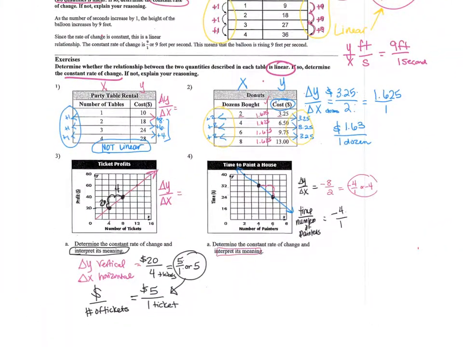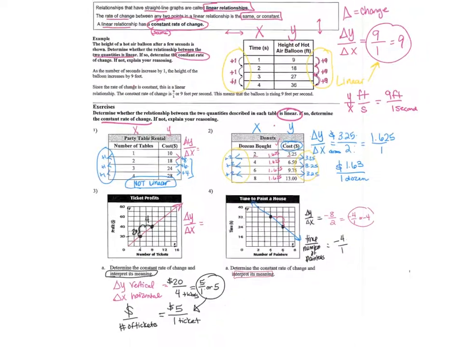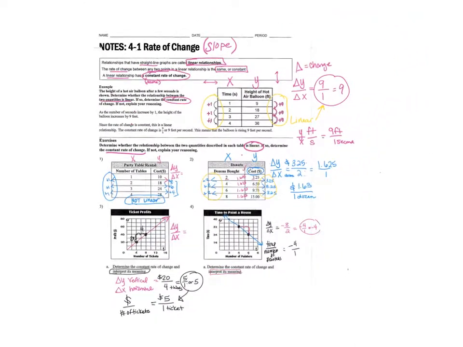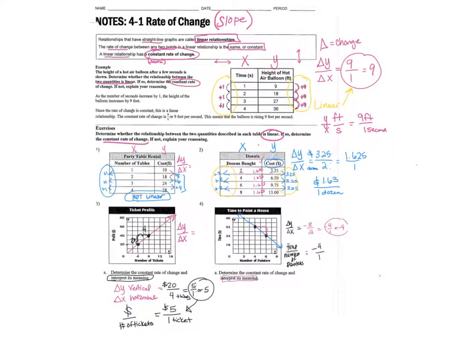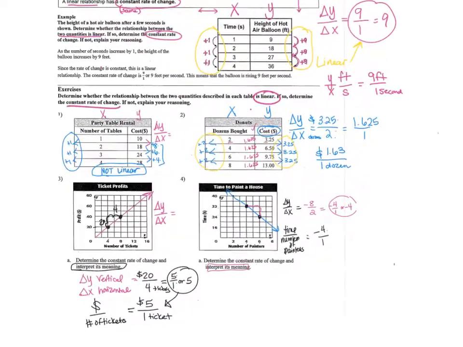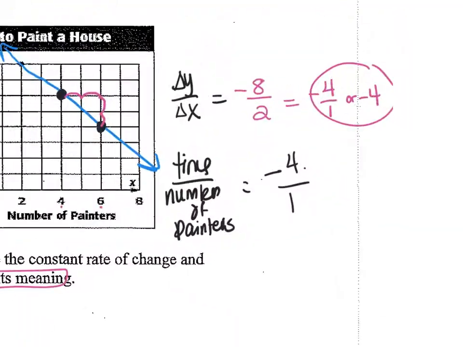There you go. On your worksheets, there's a part B to the front page. The front page has 1 and 2, and then it gives you A and B. You guys can skip part B. But on A, you're finding the rate of change, and then you're interpreting its meaning, which can be as simple as labeling it like that.